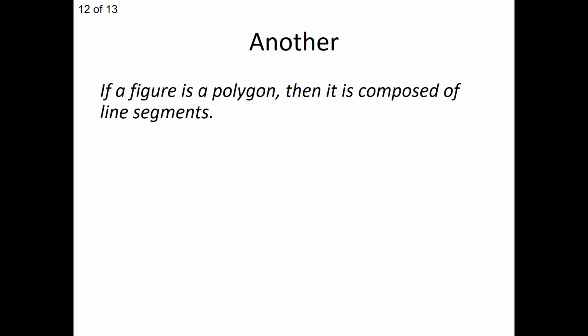How about another example? If a figure is a polygon, then it is composed of line segments. Think about our definition of polygons. Think about all the figures we can make that would satisfy the given. Make sure the given's true. And it turns out that this is actually a true conditional. By the definition of polygon, polygons are composed of line segments. Now, there's more to the definition, yes, but this is a true statement. If I were to give you a polygon, it would be composed of line segments. So that's actually a true conditional. There are no counterexamples that I could find that would make this false.